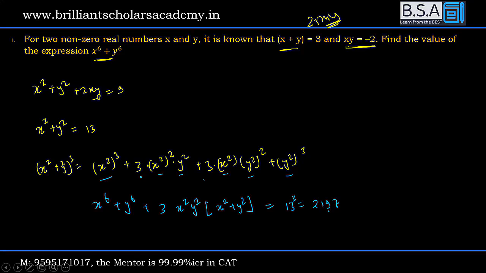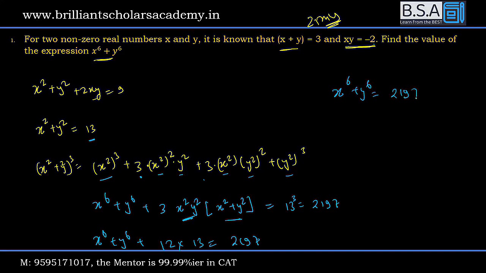Is it 2917 or 2197? Cube of 13. 2197. Now this we know. This is minus 2, square will be 4. x to the power 6 plus y to the power 6 plus 4 into 3, 12 into, what is x square plus y square? 13, is equal to 2197. Now move it and subtract. x to the power 6 plus y to the power 6 is equal to 2197 minus 156. That is 2041.